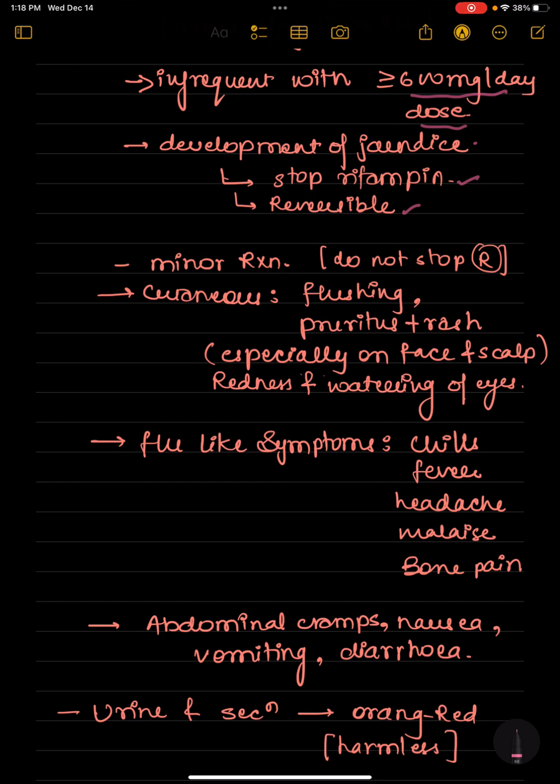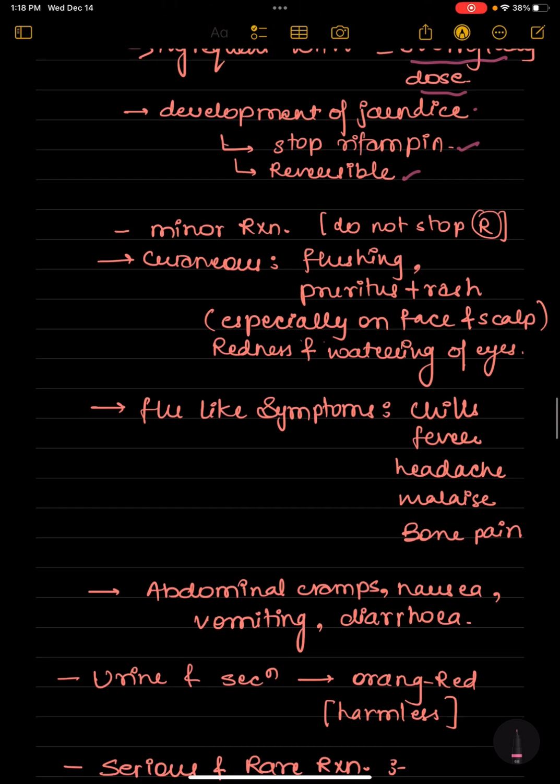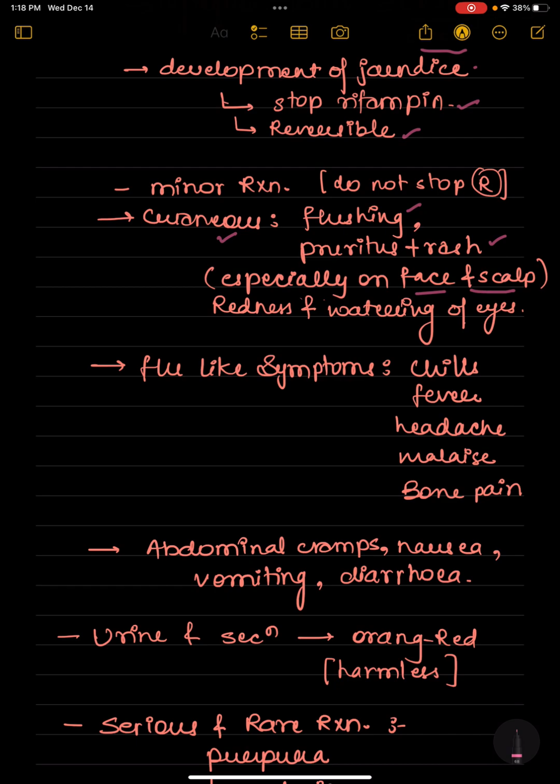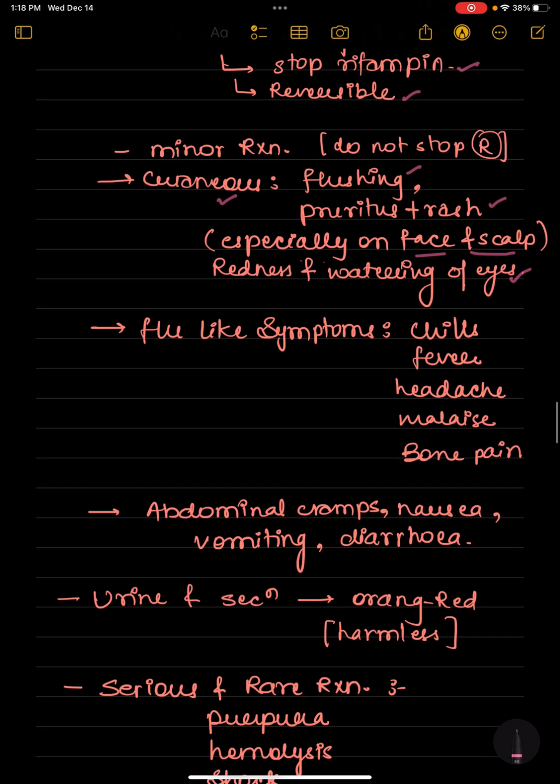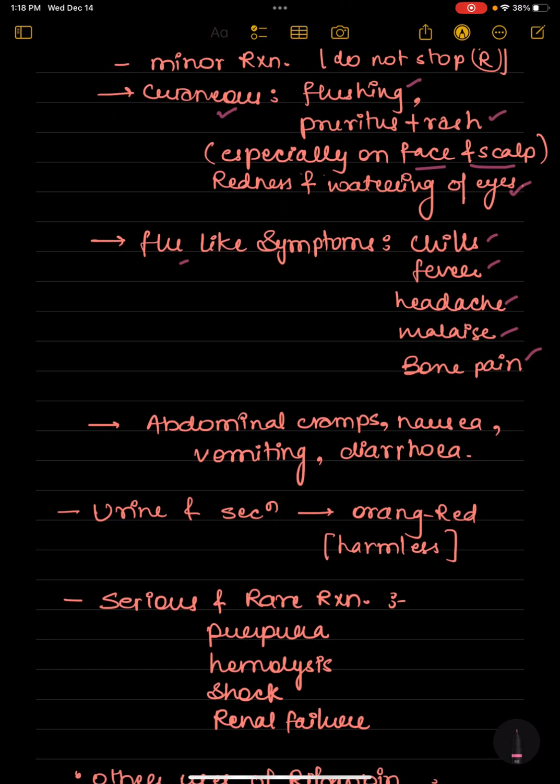Minor reactions. In these reactions, we do not stop rifampin. These reactions are cutaneous, like flushing, pruritus plus rash, especially on the face and scalp. Next is redness and watering of eyes. Next are flu-like symptoms like chills, fever, headache, malaise and bone pain. Next are abdominal cramps, nausea, vomiting and diarrhea.